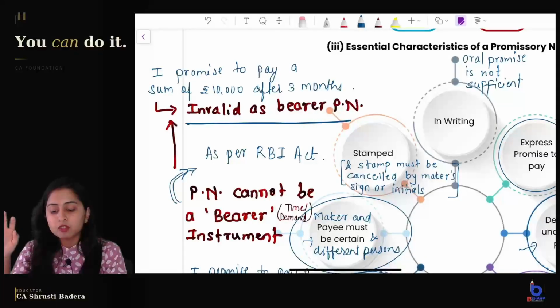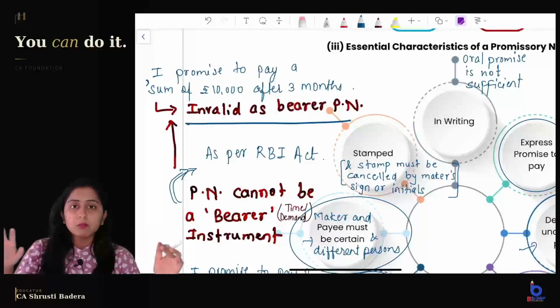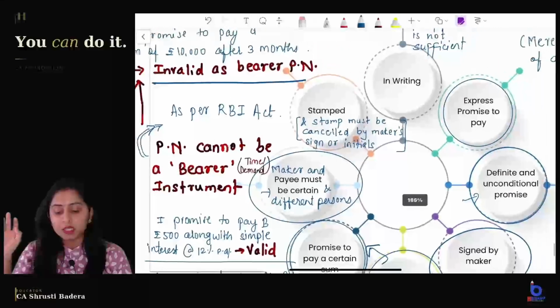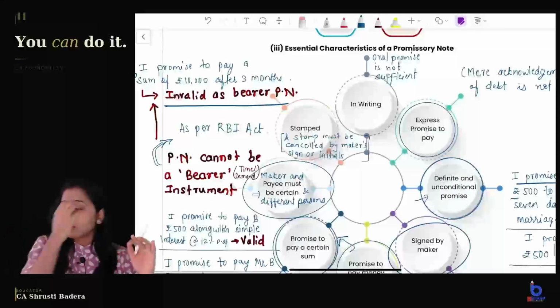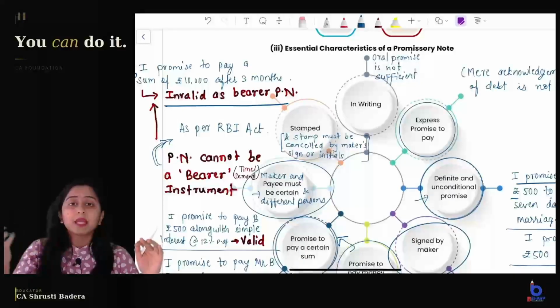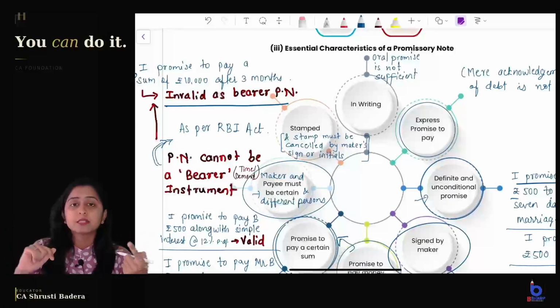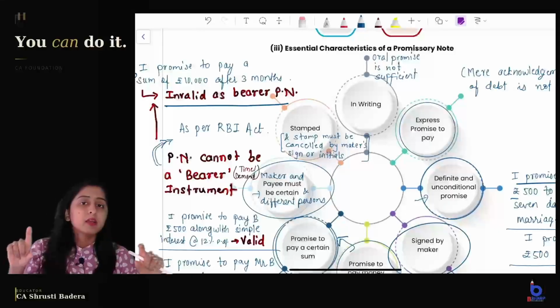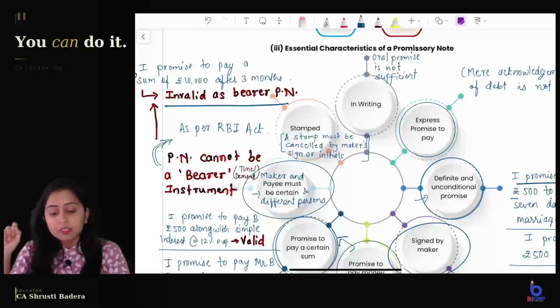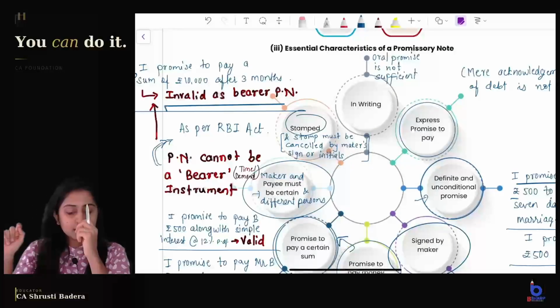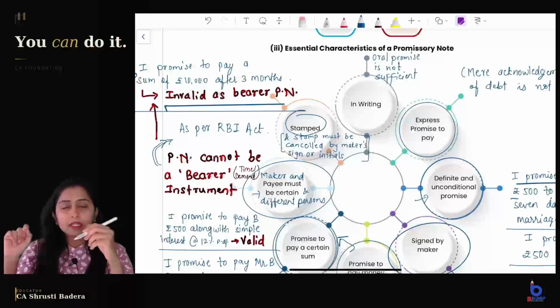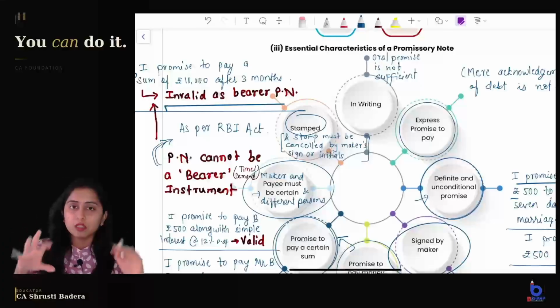If I write, I promise to pay a sum of rupees 10,000 after 3 months, it is an invalid promissory note because it is a bearer instrument. This is as per the RBI Act, right? Because in the definition as per the Negotiable Instruments Act, a bearer instrument is allowed, but the RBI Act says that the promissory note cannot be made payable to bearer, and it should be stamped. The promissory note should be stamped. The stamp must be cancelled by the initials or the signature of the maker.